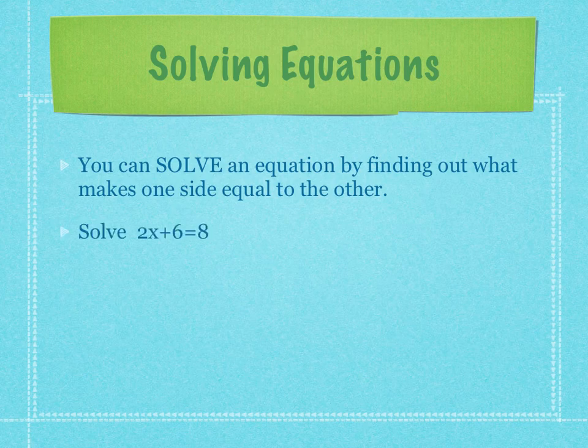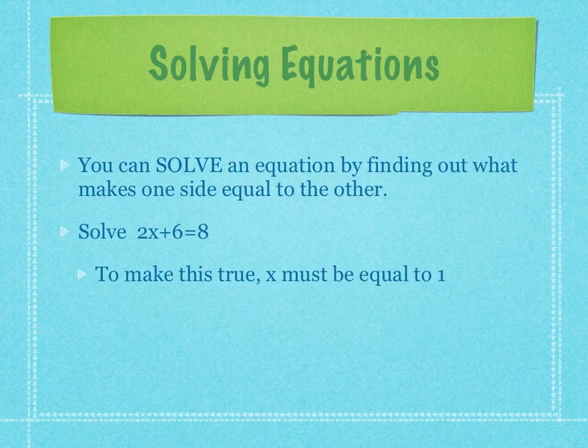Here's an example from the previous slide. We're going to solve the equation 2x plus 6 equals 8. We go through a series of steps to get x all by itself here. And when we do that, we see that x has to be 1 in order to make this equation be true. When I plug in a 1 for x in the equation, the left-hand side becomes 2 plus 6, and that does indeed equal 8.